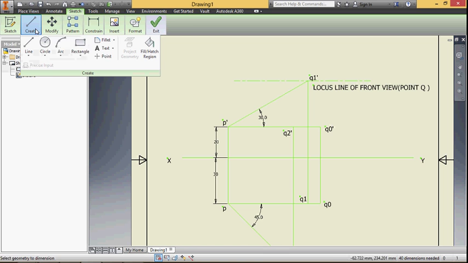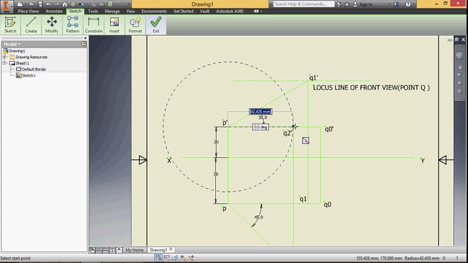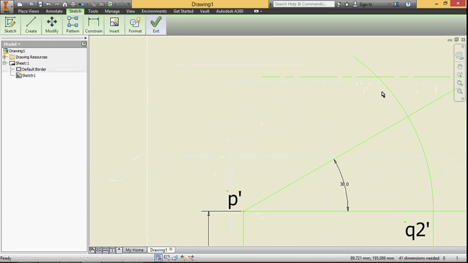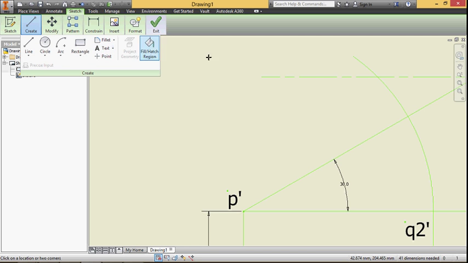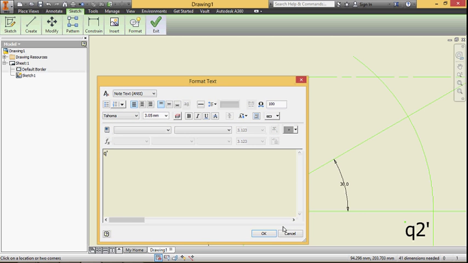Then take P dash Q2 dash as radius. Draw an arc on the locus line of the front view, and that arc will intersect the locus line of the front view. That point is called Q dash.